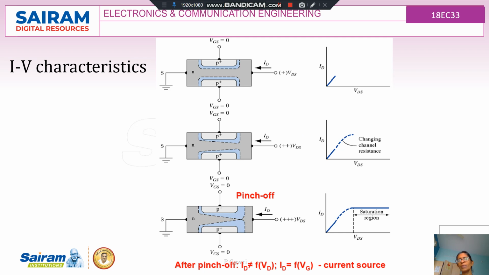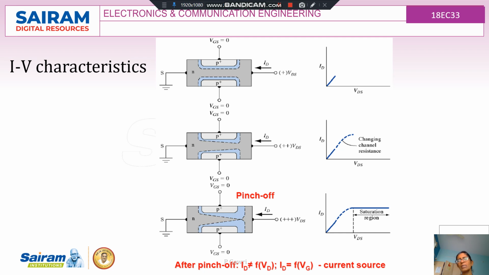Initially, we assume that VDS is a very small value. Because of that, the channel will be uniform throughout the device, and hence there will be a current flow, and the device will be in the linear region, or the resistive region.